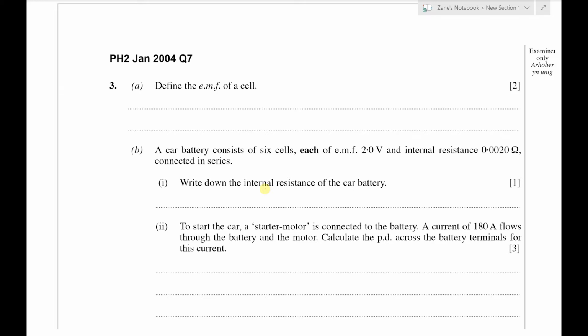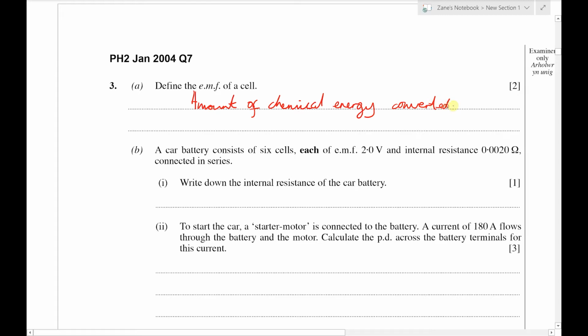First of all, we've got to define EMF, a very common question. We can define it in a few ways, but the basic idea is that it's the amount of chemical energy converted to electrical energy when a unit charge passes through the cell.